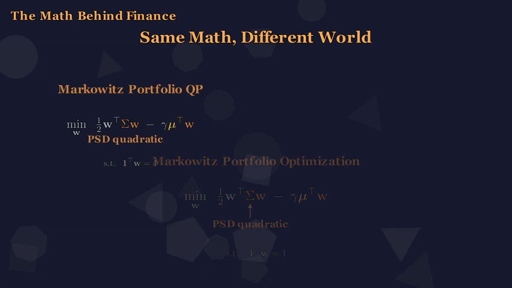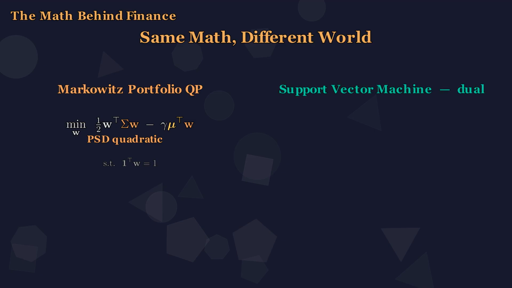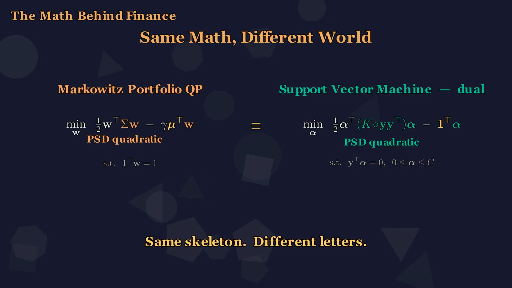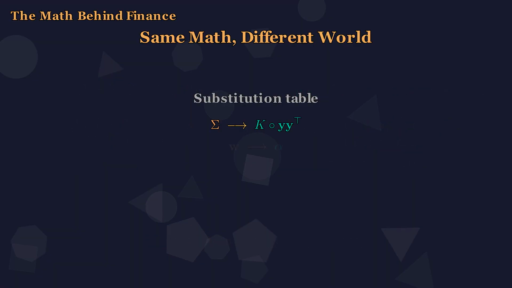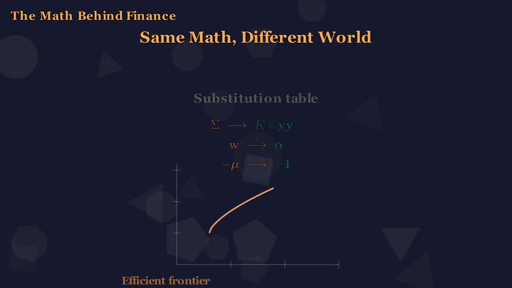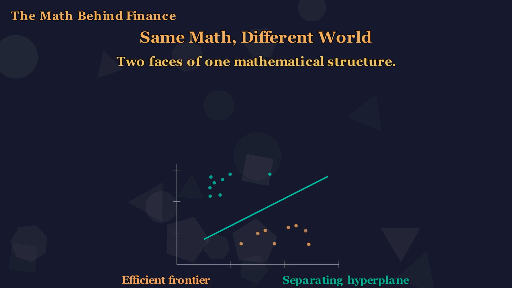Now look at this. This is the dual problem of a support vector machine, the algorithm that, for 2 decades, defined what a classifier was in machine learning. Minimize 1/2 alpha transpose K circle YY transpose alpha minus 1 transpose alpha. Same skeleton, different letters. Replace sigma with the kernel matrix. Replace the weights W with the dual variables alpha. Replace minus mu with minus the vector of ones. The Markowitz problem and the SVM dual are the same equation, written in different worlds. The efficient frontier of finance and the separating hyperplane of machine learning are two faces of one mathematical structure.